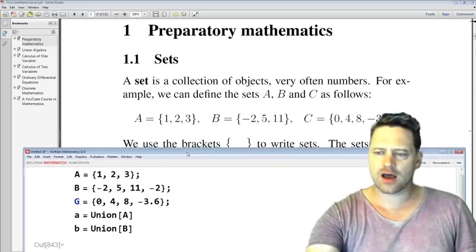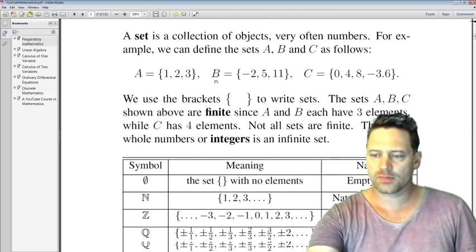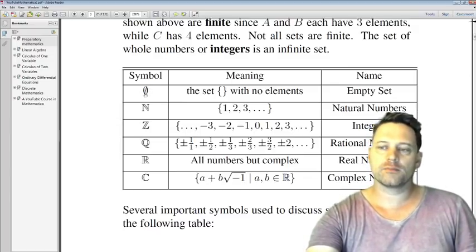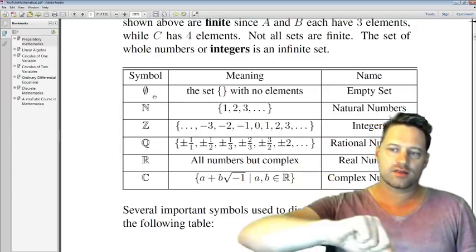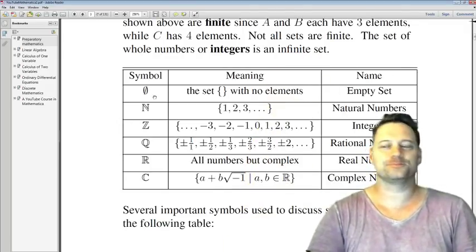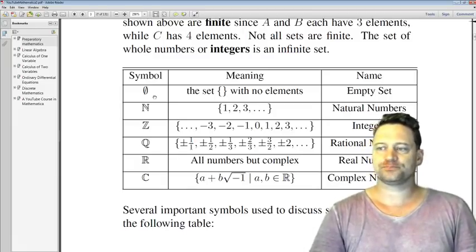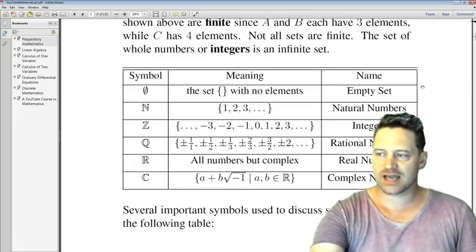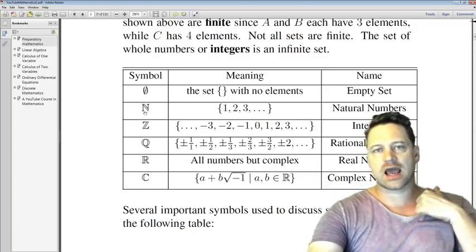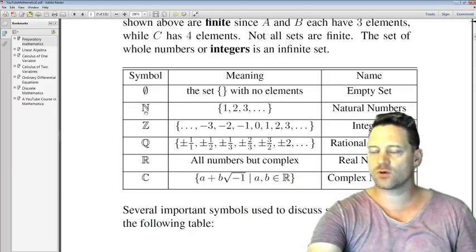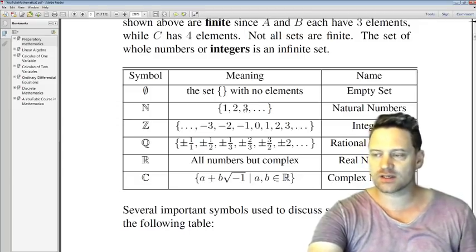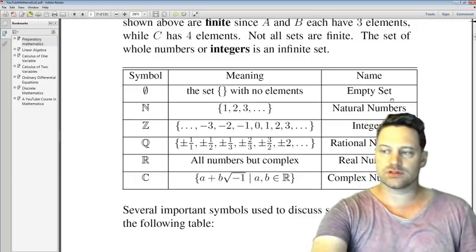All right, let's scroll down and I'll show you some examples. In this table here, this symbol right here, it's like a 0 with a slash through it. That's the empty set, or the set with nothing in it. That's an important set. Then there's another set known as the natural numbers. These are the counting numbers, 1, 2, 3, 4, 5, 6, and on and on and on. There are infinitely many of these counting numbers, and they're called natural numbers.